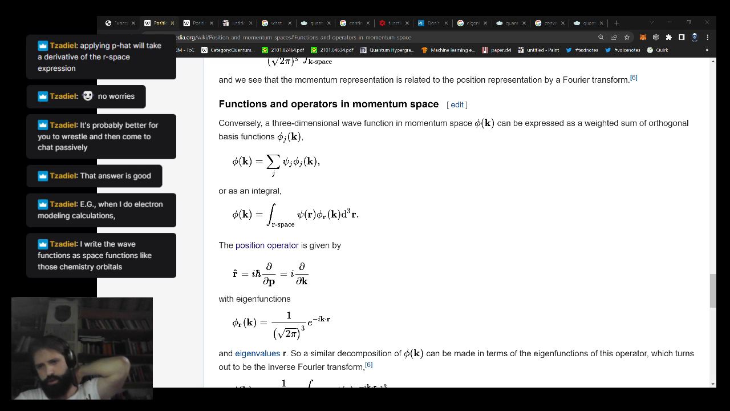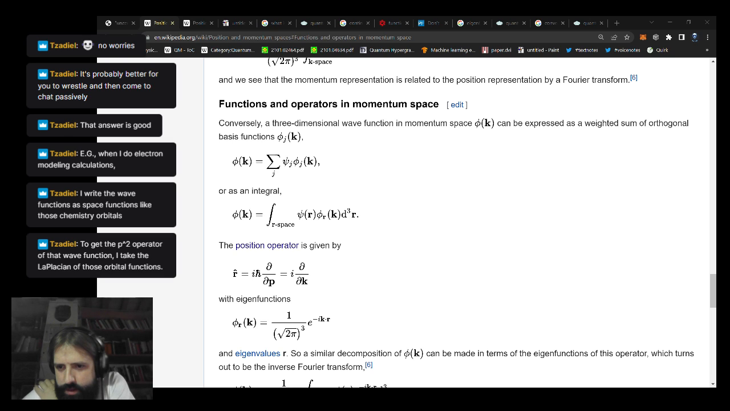When I do electron modeling calculations, I write the wave functions as space functions, like those chemistry orbitals. I take the operation of those functions. That definitely goes way above my pay grade at the moment. But thanks for the insight there.